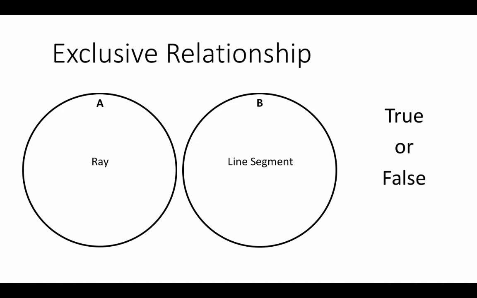Is the relationship between rays and line segments exclusive? They are both one-dimensional figures, but a line segment is finite. A ray extends from a point in exactly one direction forever. So a ray is infinite. So it is true that rays and line segments have an exclusive relationship.